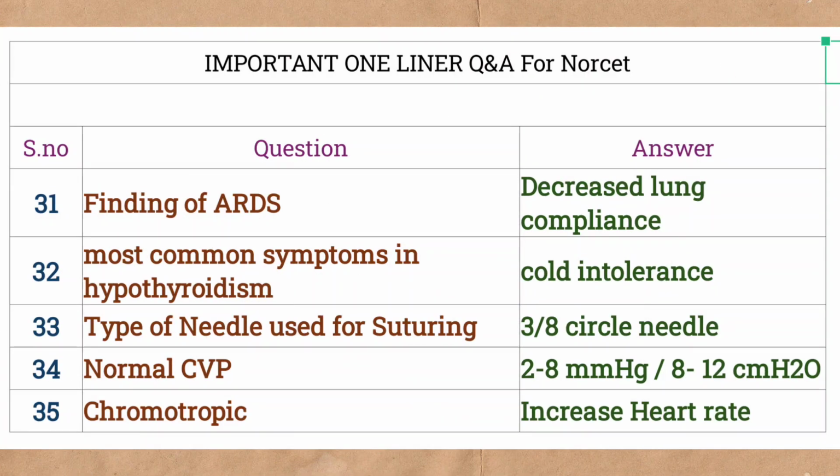31. Finding of ARDS: decreased lung compliance. 32. Most common symptom in hypothyroidism: cold intolerance. 33. Type of needle used for suturing: 3/8 circle needle. 34. Normal CVP: 2 to 8 mmHg, or 8 to 12 cmH2O. 35. Chronotropic: increases heart rate.